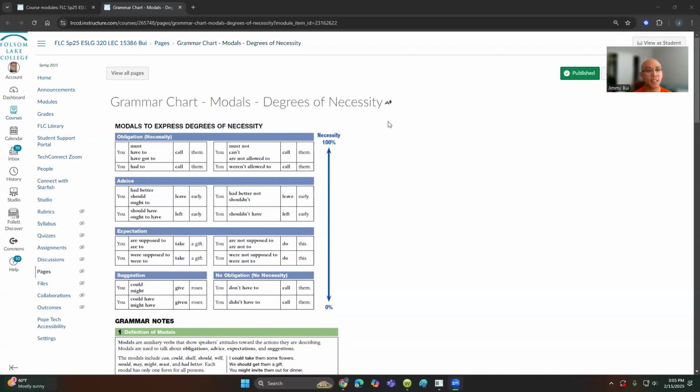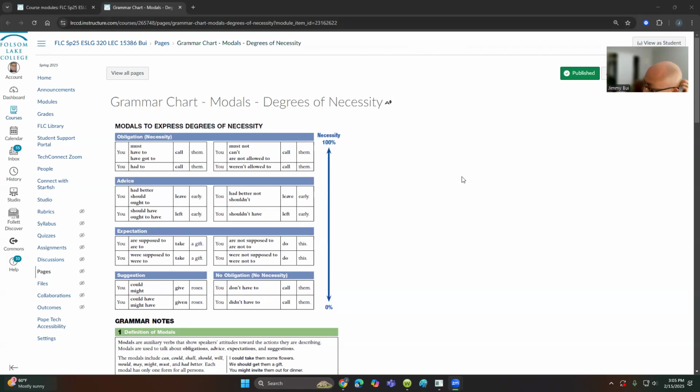Good afternoon, class. Grammar chart, ESL Grammar 320, Unit 4, Part 4, Modals, Degrees of Necessity. Modals to express degrees of necessity.